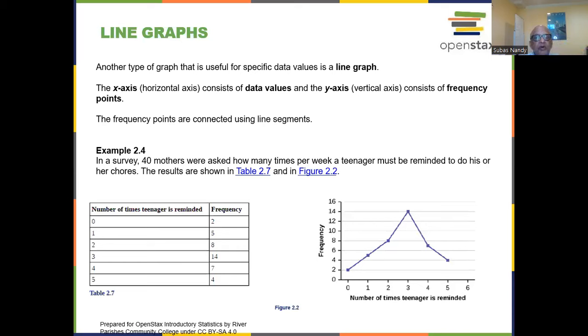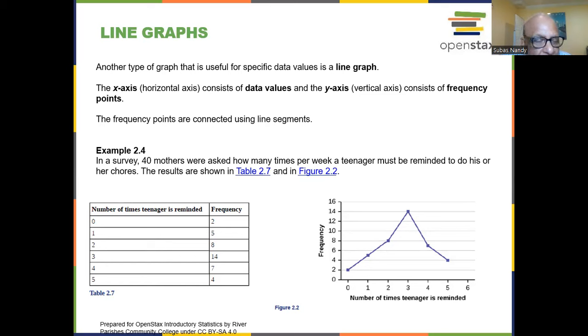Another type of graph that is useful for specific data is called a line graph. The x-axis, or the horizontal axis, consists of the data values, and the y-axis, or vertical axis, consists of frequency points. The frequency points are connected using line segments. So basically, you have the number of times a teenager is reminded, and that becomes your X.